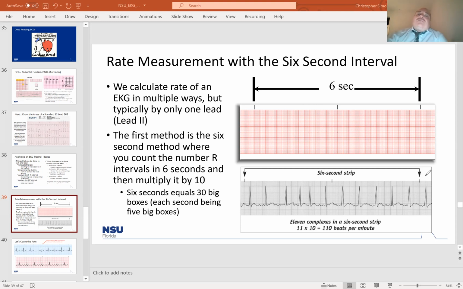So what you got to do is just do an estimation, okay? And you take a 6-second strip. So how do we know it's a 6-second strip? Well, you can count the boxes if you really want. So 6 seconds equals 30 big boxes, okay?